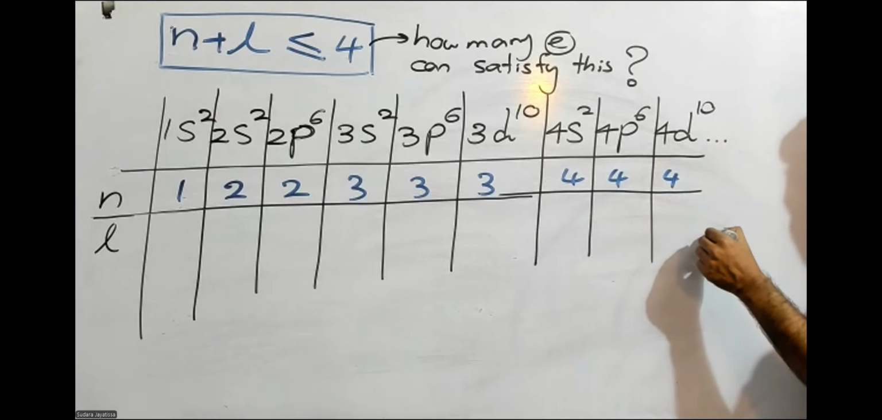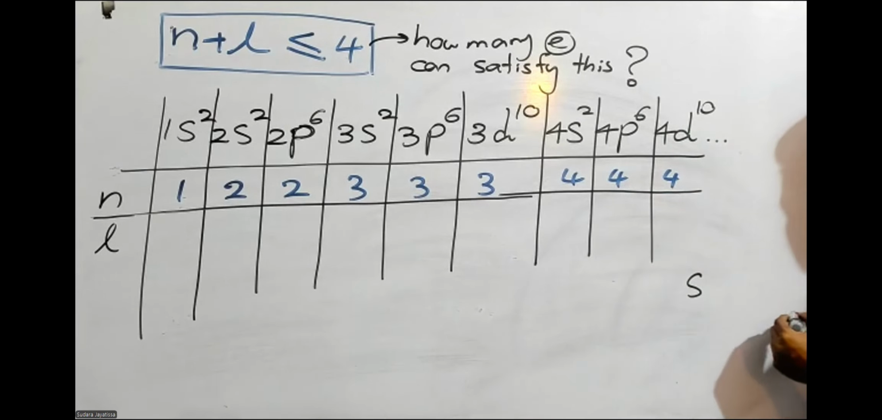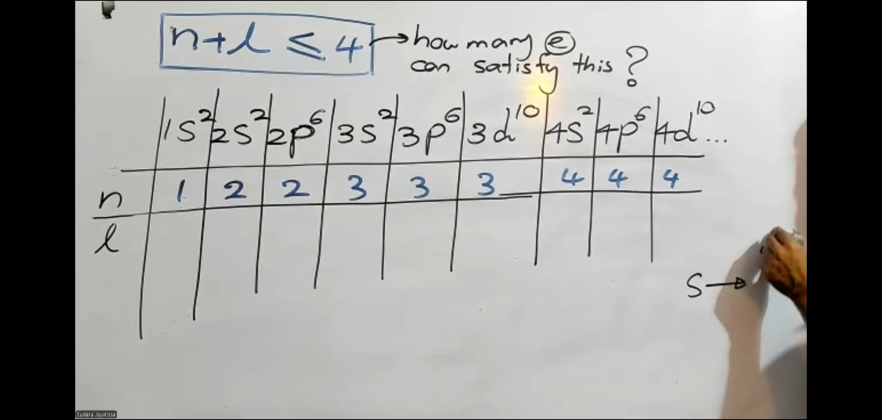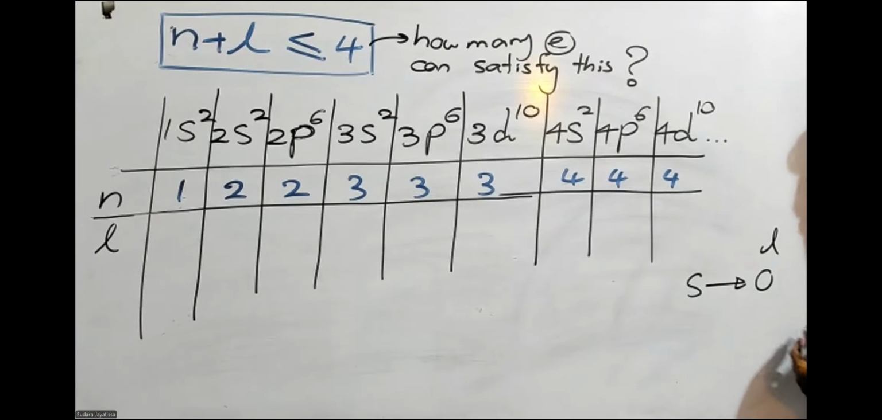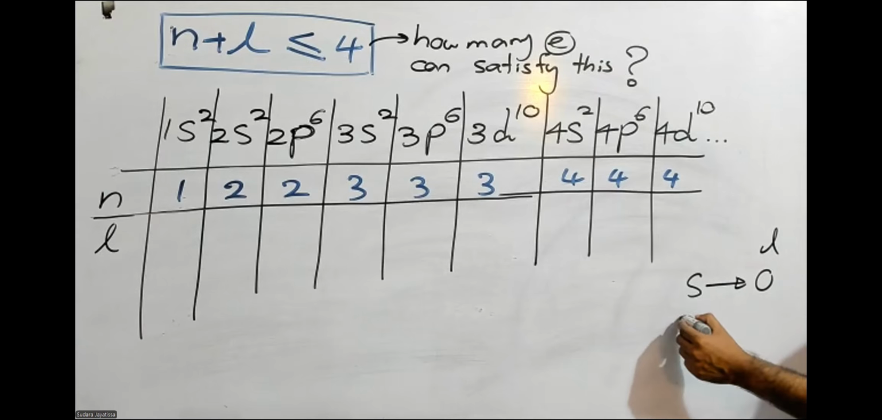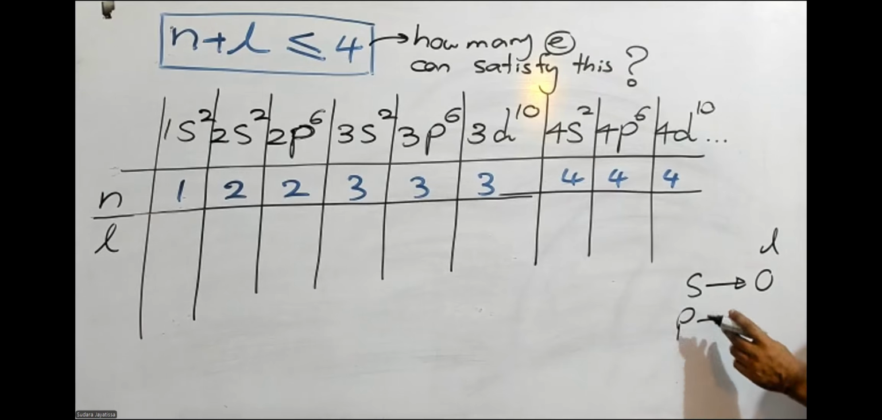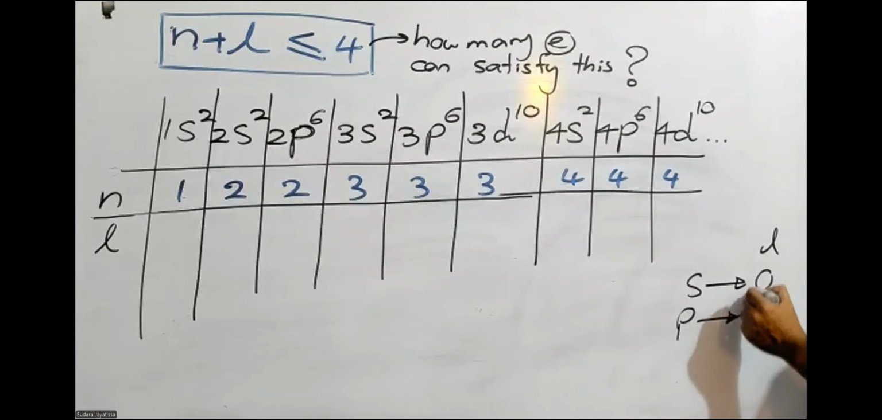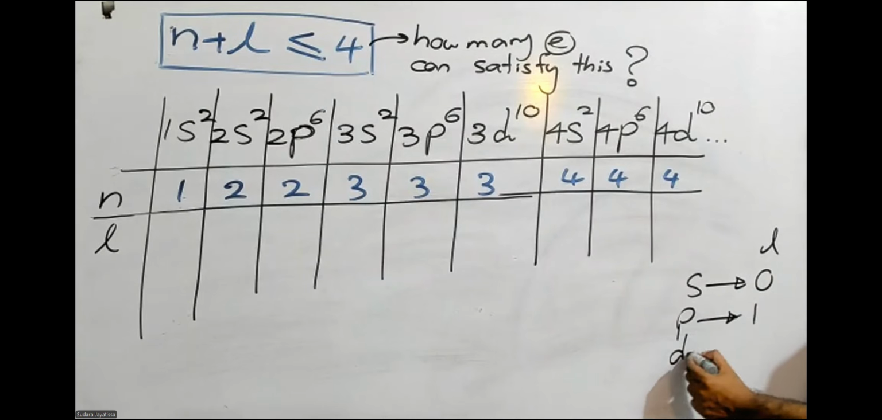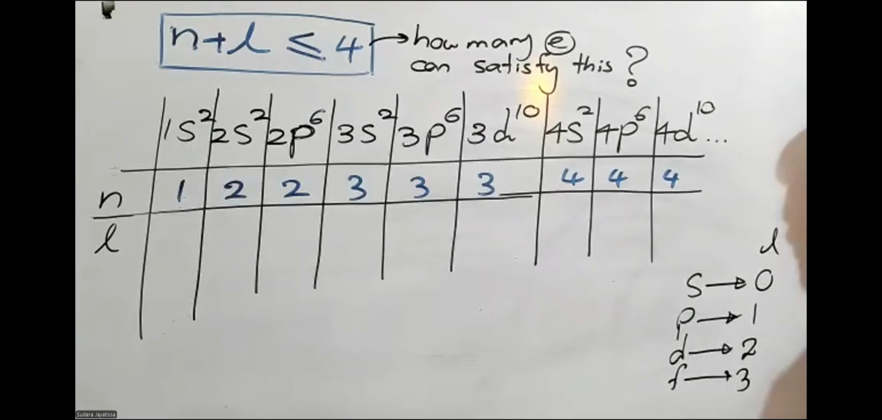If our sub-energy level is S, then our L value is going to be 0. Remember? If our sub-energy level is P, if there are P orbitals, then the L value is going to be 1. If it is D, it's going to be 2. F, it's going to be 3. Like that it continues. I hope you remember.